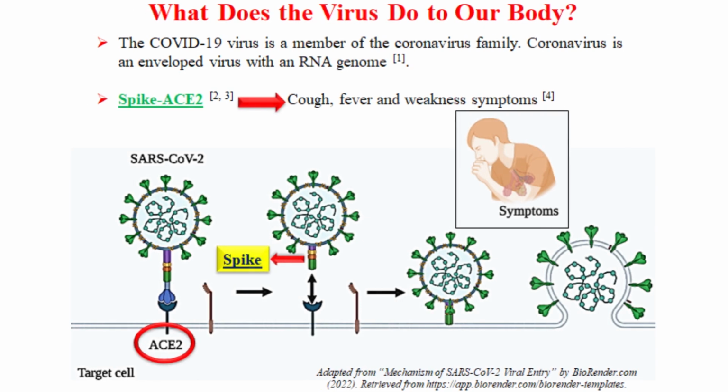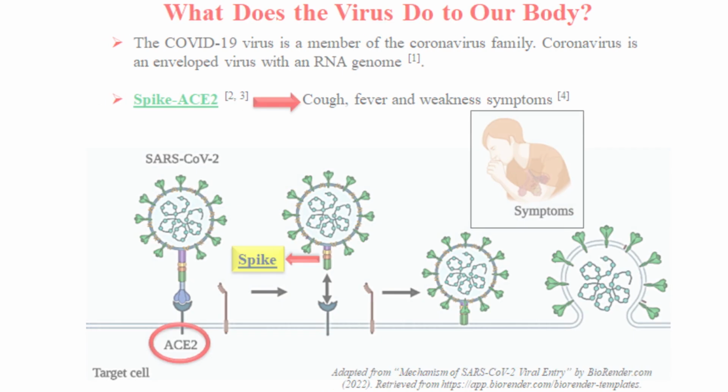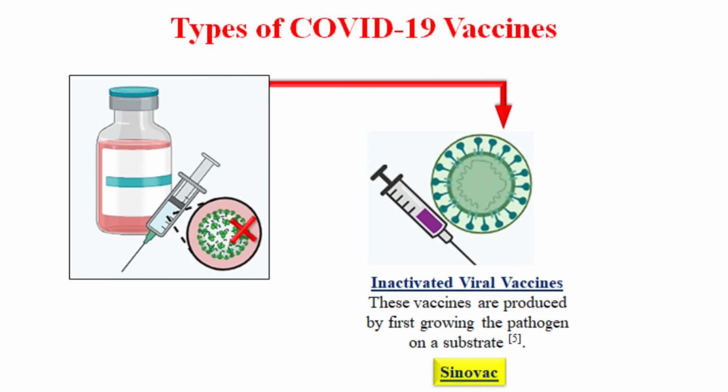So, if we are to develop a vaccine, we must know who the enemy is. The COVID-19 virus is a member of the coronavirus family, and this virus is an enveloped virus with an RNA genome. So, this virus penetrates our cells through a protein called spike. The spike protein binds to angiotensin-converting enzyme 2, which is the ACE2 receptor, and when the link between spike and ACE2 is formed, symptoms like cough, fever, and weakness occur in our body. Yes, now we generally know our enemy.